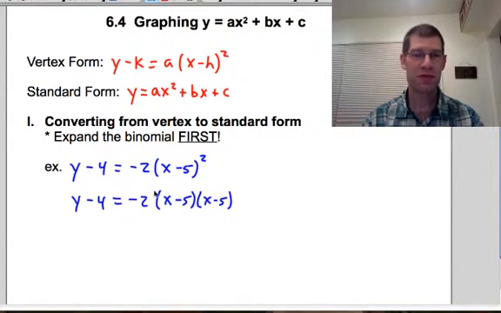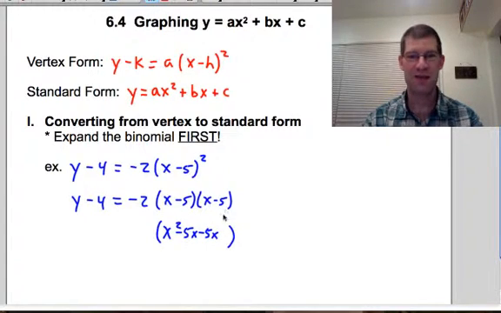Some people like distributing the negative 2 into the first set of parentheses, and then having negative 2x plus 10, and then that being times x minus 5, and then FOILing. Personally, I like just taking care of the FOILing here. So we have our x squared when we do the first terms. Then outside is going to be a minus 5x. Inside is another minus 5x. And then negative 5 times negative 5 when we do the last is plus 25. So that's what we get when we FOIL.